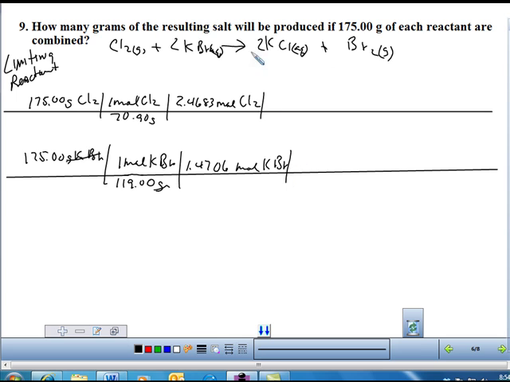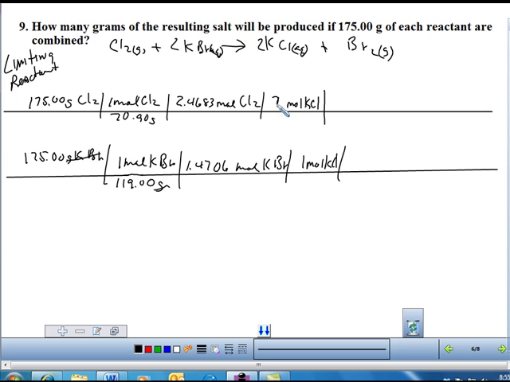Now, because this is eventually asking you for the grams of the resulting salt, and we know the resulting salt is potassium chloride, a shortcut is to convert directly to potassium chloride here, okay? We can't go straight to grams of potassium chloride. We've got to go to moles of potassium chloride. If we do that in both cases, we're going to kill two birds with one stone. We're going to determine what the limiting reactant is, and we're going to halfway complete the question. Everybody understand that?